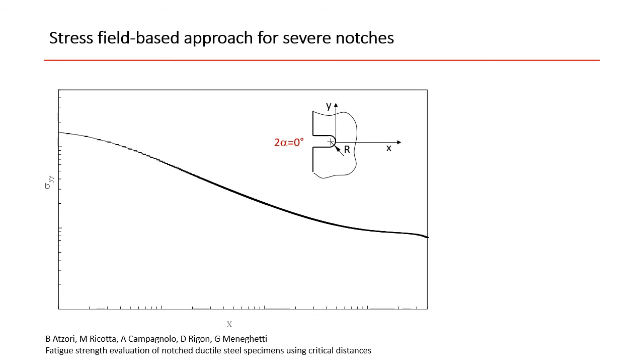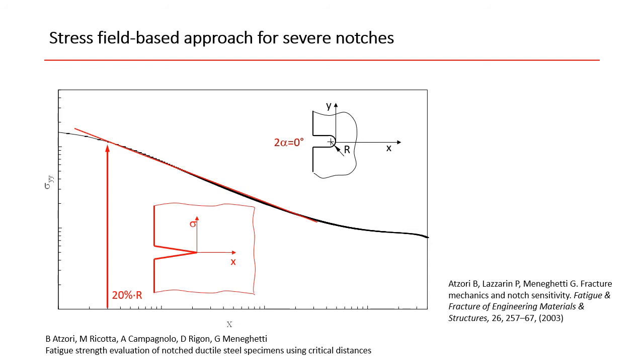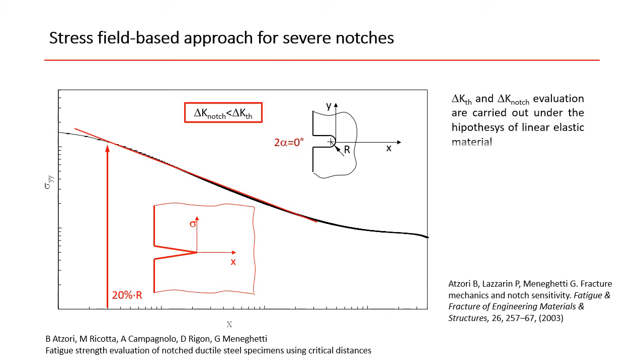In the past, it was shown that for notch opening angle equal to zero, the stress field at distance equal to 20% of the notch radius R is equal to that of a crack having the length equal to the notch depth. Therefore, the notch can be considered as a crack, and the fatigue strength of the notch component can be verified by checking that the intensity of the stress field of notch component is lower than the mode 1 crack propagation threshold of cracked material. Since Kt is evaluated under the hypothesis of linear elastic material behavior, plasticity is taken into account in an implicit way.